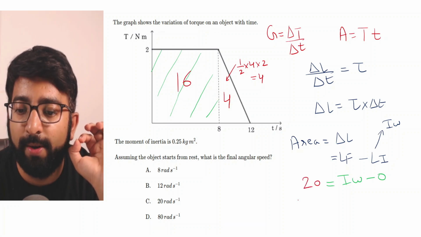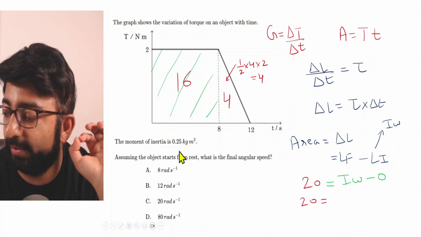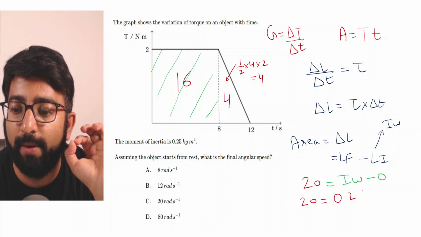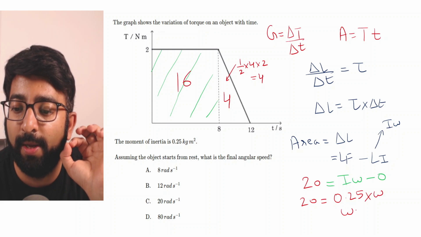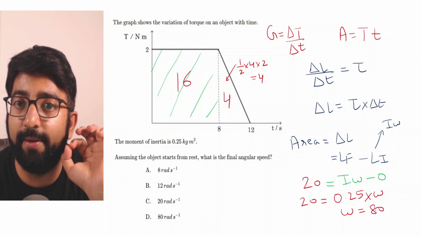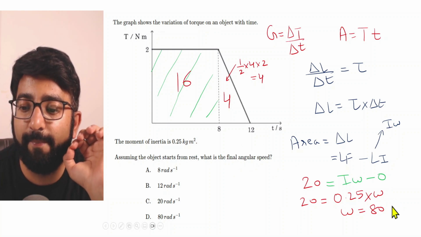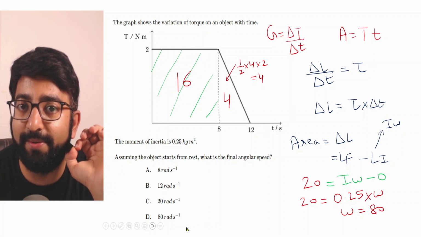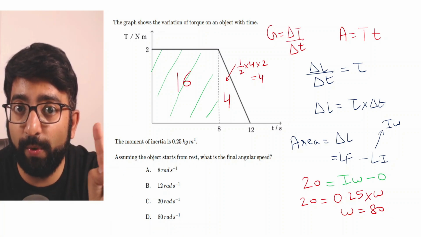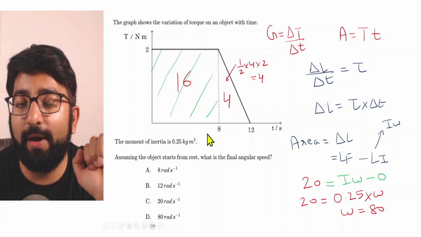So let's write down, 20 is equal to I into omega. Moment of inertia is given as 0.25. Let's write that down, multiplied by omega. And if we simplify this equation, we will get omega as 80. And since it is angular speed, the unit will be radians per second. And now if we go to the options, the right answer is option D for this question. And that is how we solve graph-based questions. Just remember the concept, either we do gradient or the area in graph-based questions.